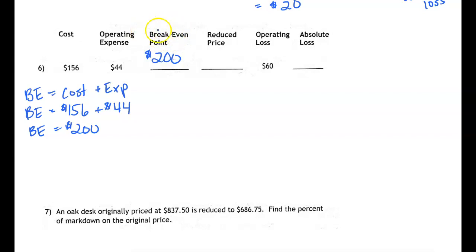So keep in mind, break-even means no profit and no loss. In this case, we need to find the reduced price. Okay? Keep in mind, reduced price would be another way to say the sale price. Let's take that definition of operating loss. To find operating loss, we would take the break-even, and then we would subtract away the sale price.